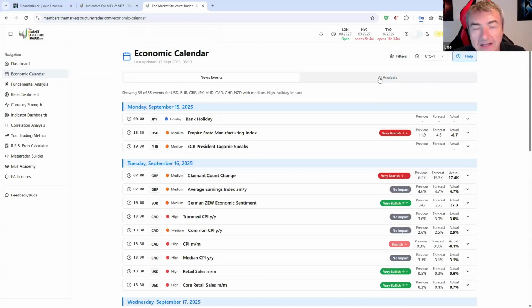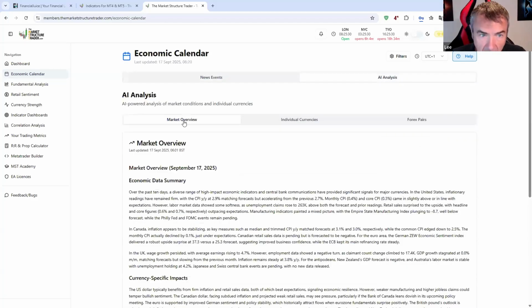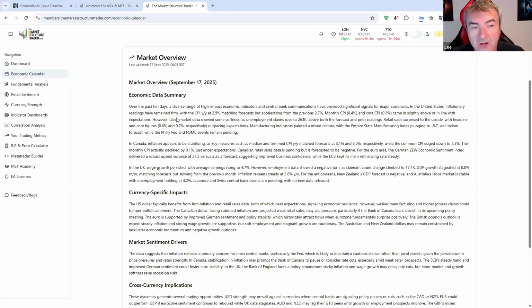We also have an AI analysis section. In the AI analysis section, you get a market overview. This is updated on a daily basis every morning. What it does is it analyzes the news that has been released over the last, I think it's 2 weeks I set it up at, and it gives you a basic overview of what's going on.